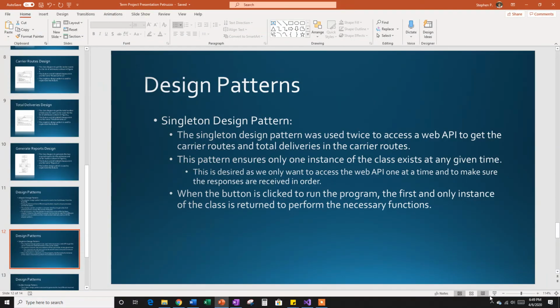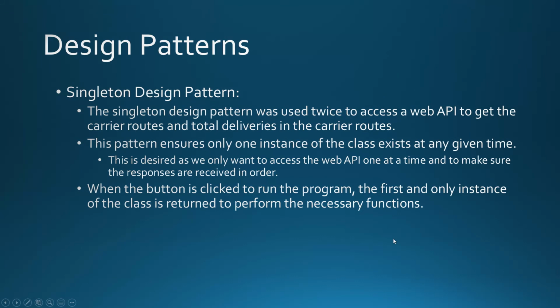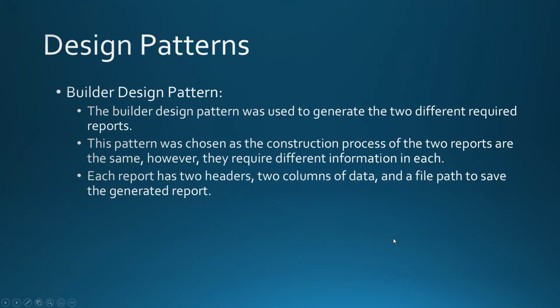Going back to the presentation here. The next design pattern that was used, the third and final one, is the builder design pattern. The builder design pattern was used to generate the two different required reports. The pattern was chosen as the construction process of the two reports are identical. However, they require different information in each.